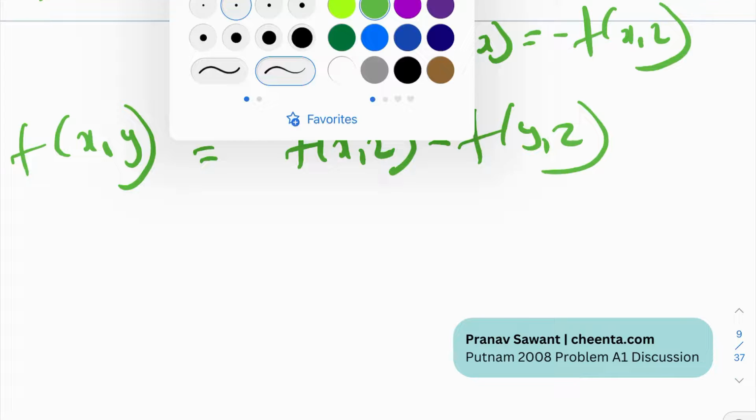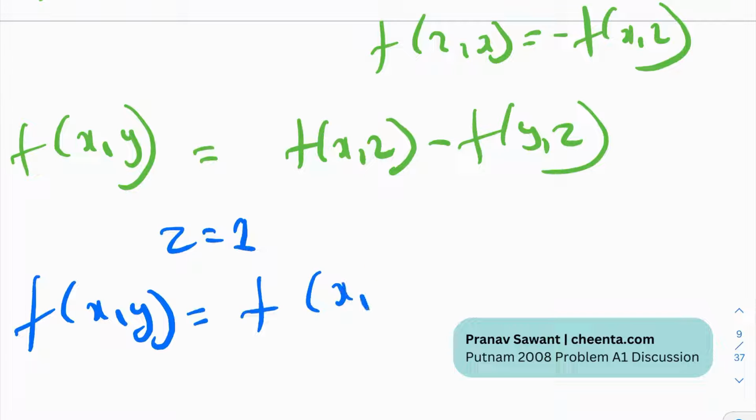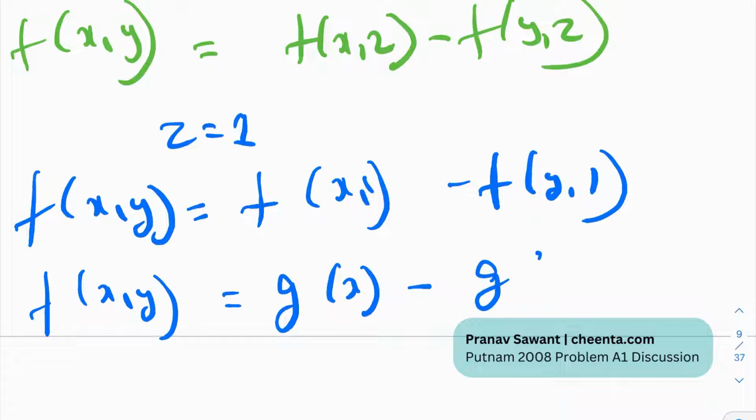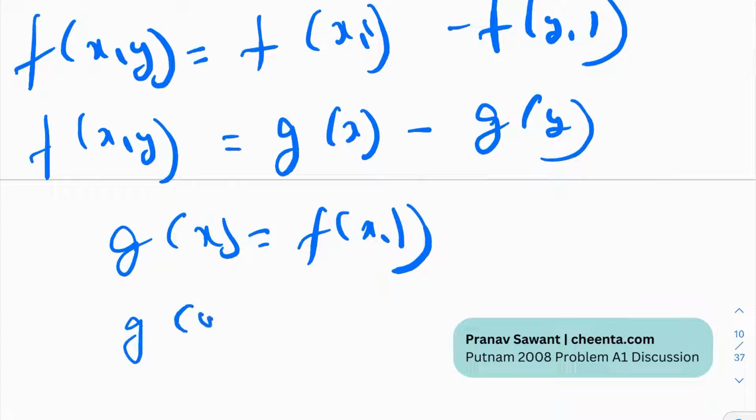Okay, now once we've received this, what can we say? Here, an interesting thing that I can do is plug in z is equal to 1. So I'll get f of x comma y is equal to f of x comma 1 minus f of y comma 1. And one thing that I can really do right now is write f of x comma y is g of x minus g of y, where g of x is essentially f of x comma 1 and g of y is essentially f of y comma 1, right? And that would be the solution to the problem.